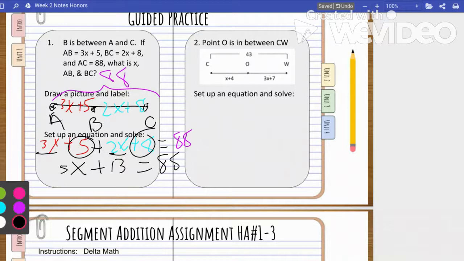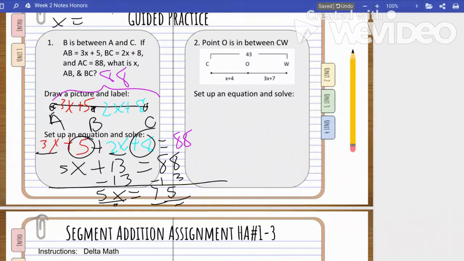Equals 88. Subtract 13 from both sides. We get 5x equals 88 minus 13 is 75. Divide both sides by 5. And we end up getting x. I'm going to write this up above because I ran out of room. If you don't have a calculator, don't forget, you can always go to your calculator on your Chromebook. 75 divided by 5 is 15.